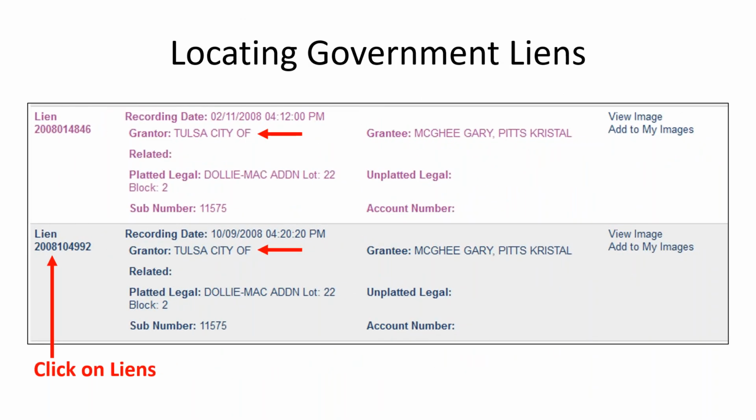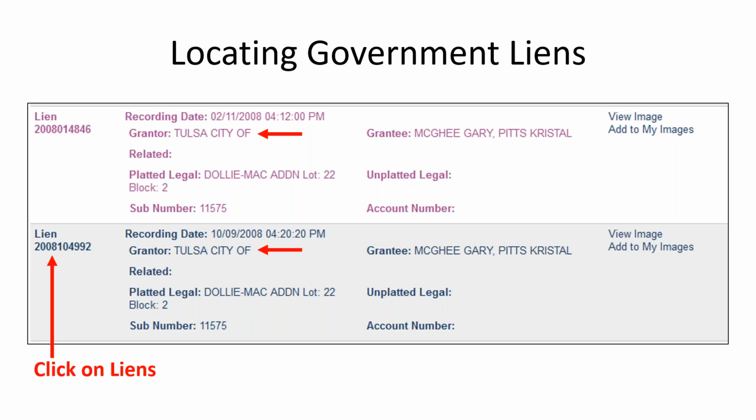But really what we're looking for is some type of lien. Here we can see the most common type in this case is going to be a lien from the city of Tulsa, most likely some type of nuisance lien, like the lien that we showed you just a few minutes ago. This is basically what the liens look like as we're going through this record search tool and locating records related to that last name.